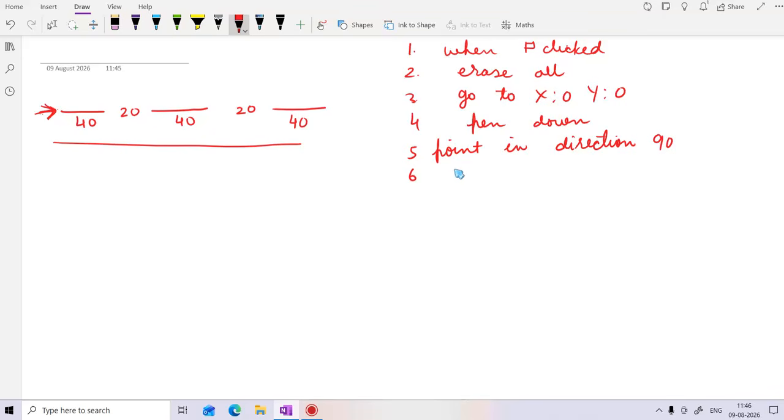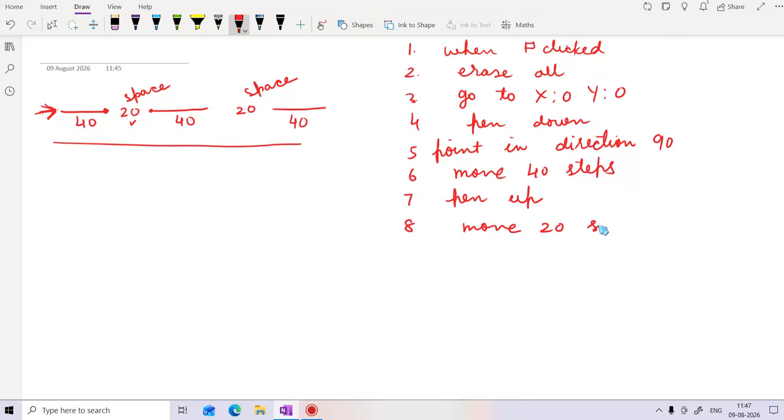Number 6, it is move 40 steps. Now the thing is that once you reach here, you can see there is a space, no line, and the space value is, this is your space, fine? This is your space. And you don't want to draw a line, you want to leave a space over here. For that purpose, you have to mention pen up, right? Simple. And then you mention how much space is there, 20. Write down move 20 steps.